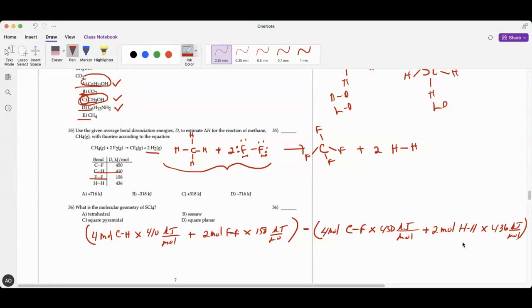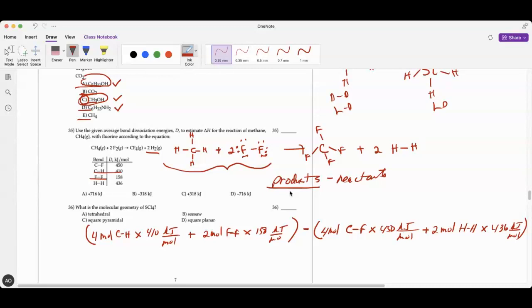4 times 410. Oh, what happened here? Oh no. I have a question. Yeah. So usually we're doing products minus reactants, but then how come in this case we're doing the reactants minus the products? Actually, you could do products minus reactants, but you'd have to put a negative sign on the product bond dissociation energies. And that's because when bonds form, there's a release of energy.